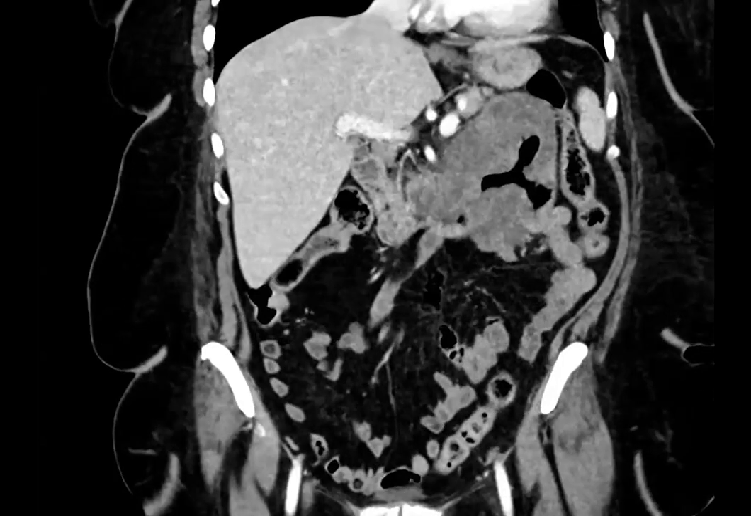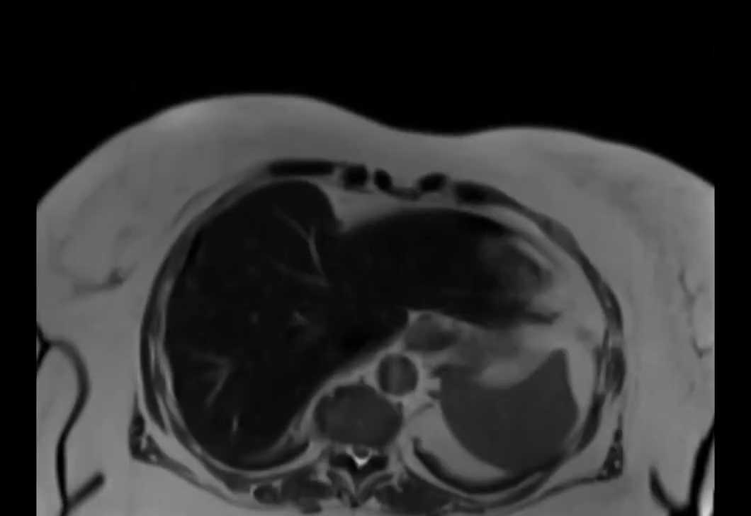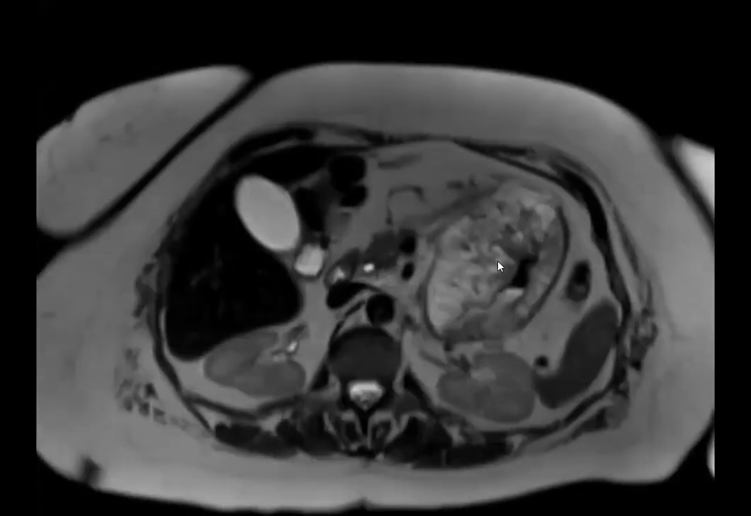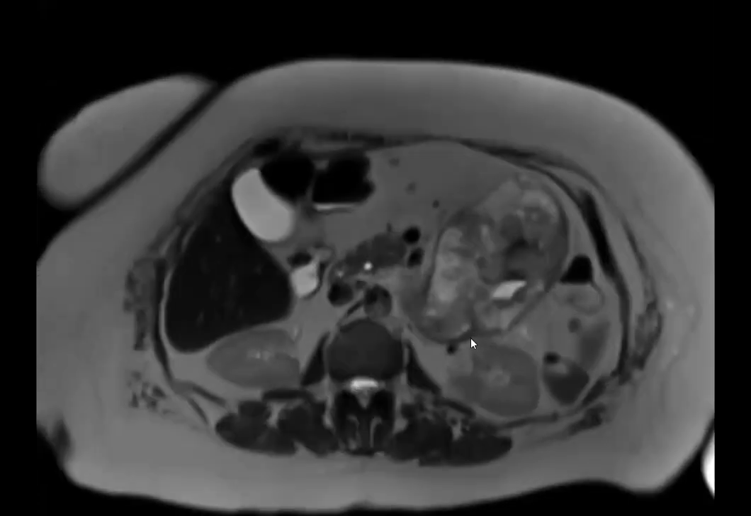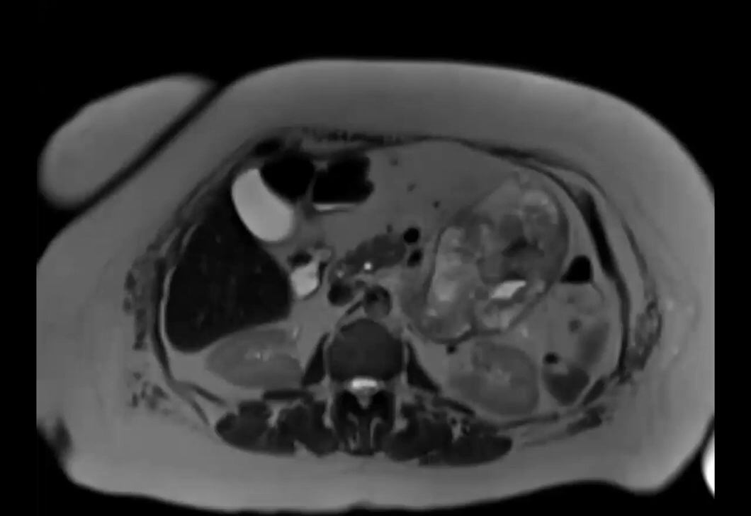So, I'll just show you, we did do an MRI. It didn't really add much. I think MRI in this situation can help look for mets, especially liver mets, but I'll just show you what it looked like on MRI. So it was actually pretty T2 bright, maybe even there's a mucinous component to it. But I don't think the MRI is very specific.